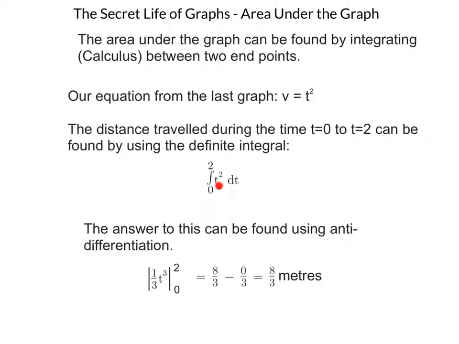When we anti-differentiate t squared, we get 1/3 t cubed. We've got to work out the answer between 0 and 2. So I substitute 2 in and I'll get 8/3. Substitute 0 in and I'll get 0/3. So that means 8/3 meters. By using calculus and anti-differentiation, we can integrate and find out the distance travelled from a velocity time graph. But this is just an example, of course, of the area under the graph being something useful that we can work out.